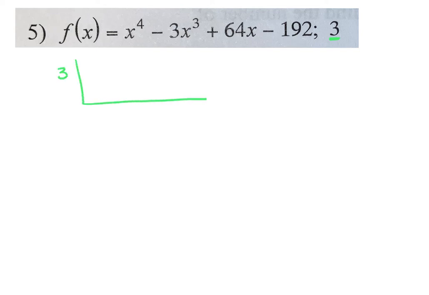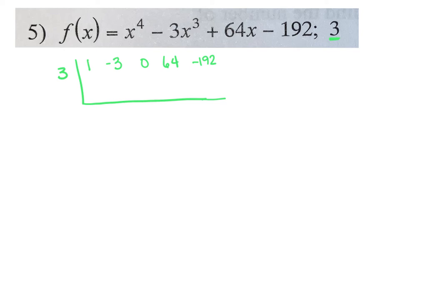Remember, you have to make sure you have x to the 4th, x to the 3rd. We don't have an x squared, so what do we need to do here? 0. And then 64, and then negative 192.